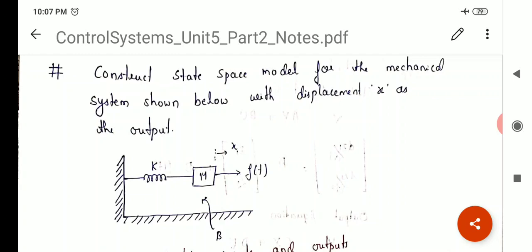Now if you consider this system, we have one M, one B and one K. So how many energy storing elements? One M and one K, so one mass and one spring. So there will be two state variables. I repeat, the number of energy storing elements will be equal to the number of state variables. In this system there is one M and one K, so together there are two energy storing elements. Therefore we will have two state variables.